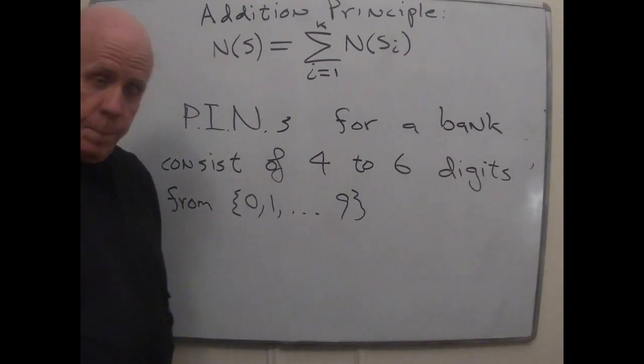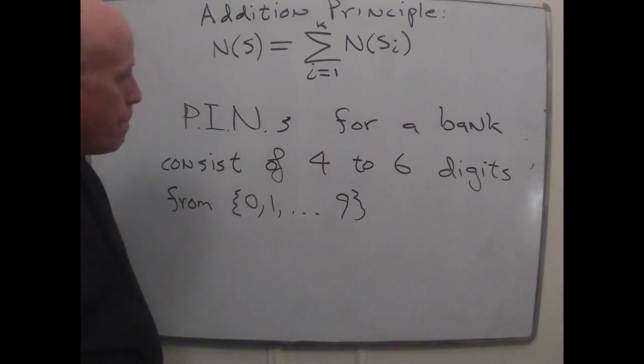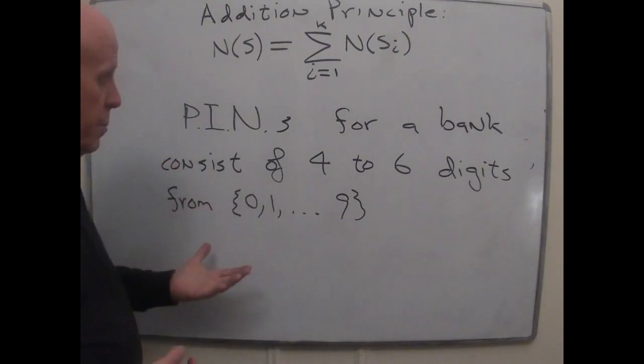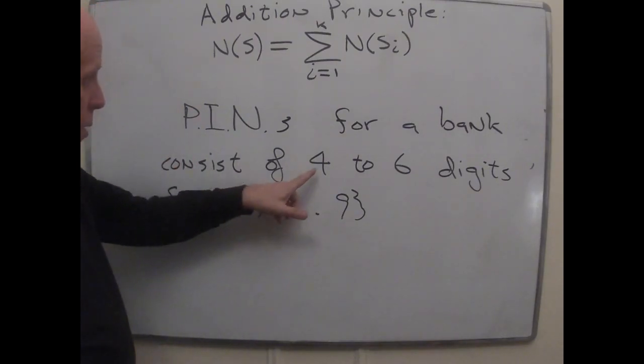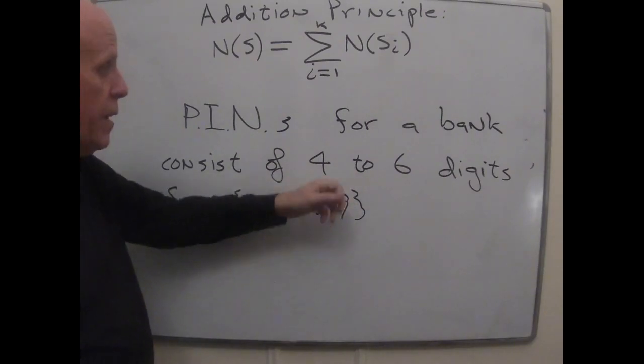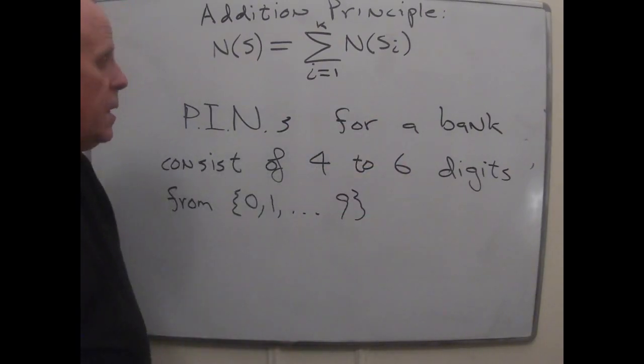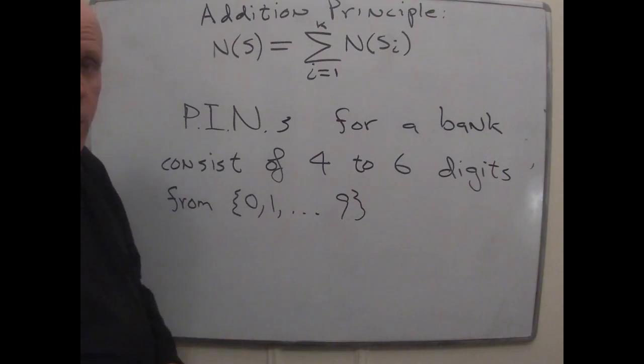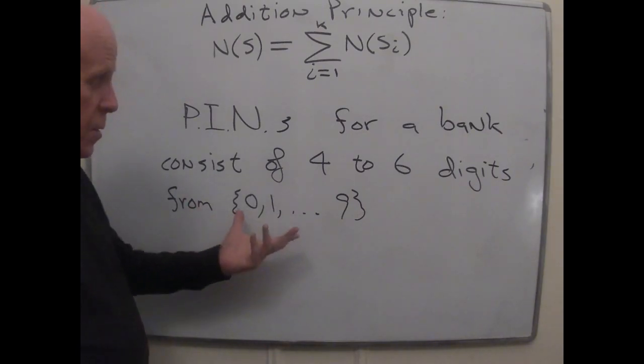So how many PINs are there? Well, we're going to use two things actually. We'll use the multiplication principle to figure out how many there are of size 4, how many there are of size 5, and then how many there are of size 6. And then we'll use the addition principle. We'll add those things together. Would you say this is a partition?